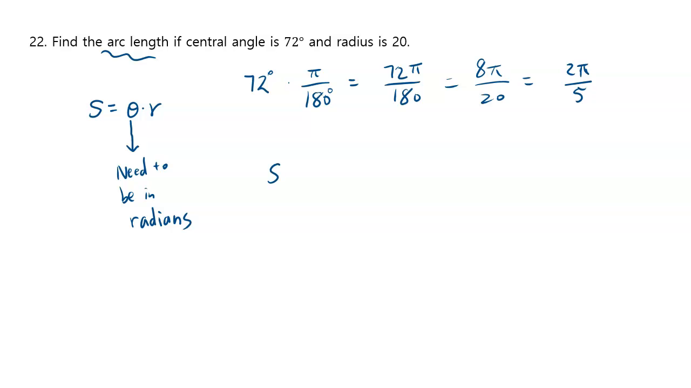And now the arc length can be computed just by doing SOR, which is 2 pi over 5 is my theta. And then radius is 20. So 20 divided by 5 is 4. 4 times 2 pi, that's 8 pi. Okay. Now, if you are provided a unit for the radius, then you should also have that. So if the radius is given as 20 feet, then you have to write down 8 pi feet. If the radius is given by 20 inches, then you have to say 8 pi inches.